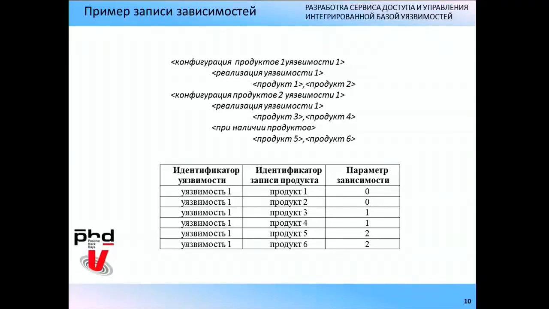The first configuration, the realization of vulnerability in products 1 and 2, is simple. And the second configuration, 3 and 4, depends on having products 5 and 6. Therefore, in the table it is shown that the dependency parameter in the first configuration, for products 1 and 2, is equal to 0. For 3 and 4, it's 1. For 5 and 6, it's 2. So we clearly define whether products are linked to each other or not.